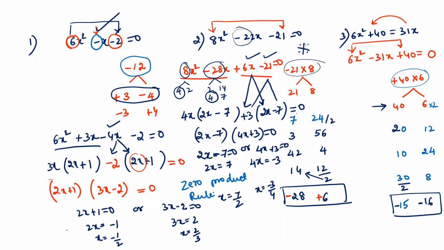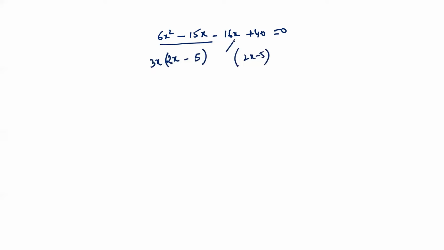Completed. Yes, ma'am. So we get 6x square minus 15x minus 16x, then plus 40. Yes. So what can we take out as common factor in these two terms? Ma'am, 3x. 3x and 2x minus 5, correct? 2x. Write down 2x minus 5 again here and tell me with what number will you multiply to get minus 16x?